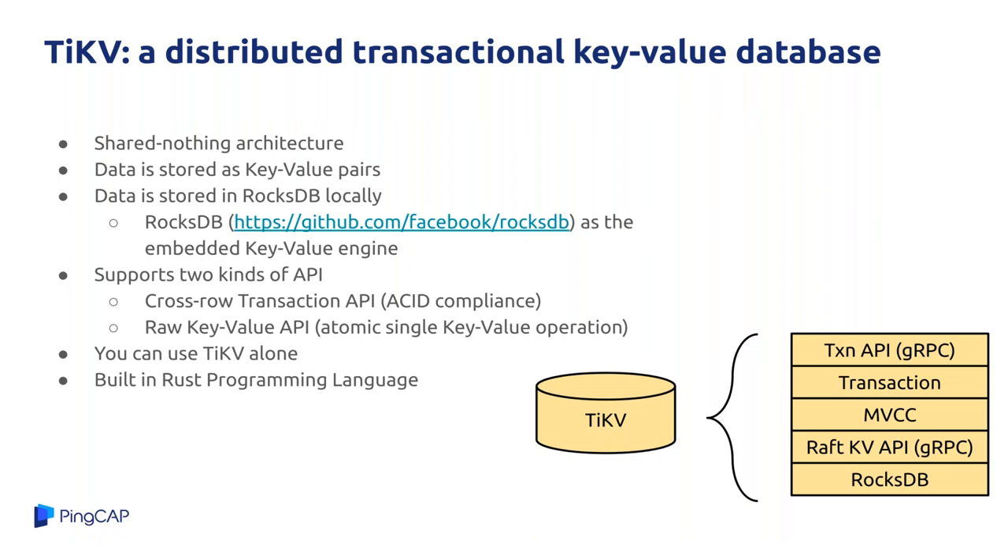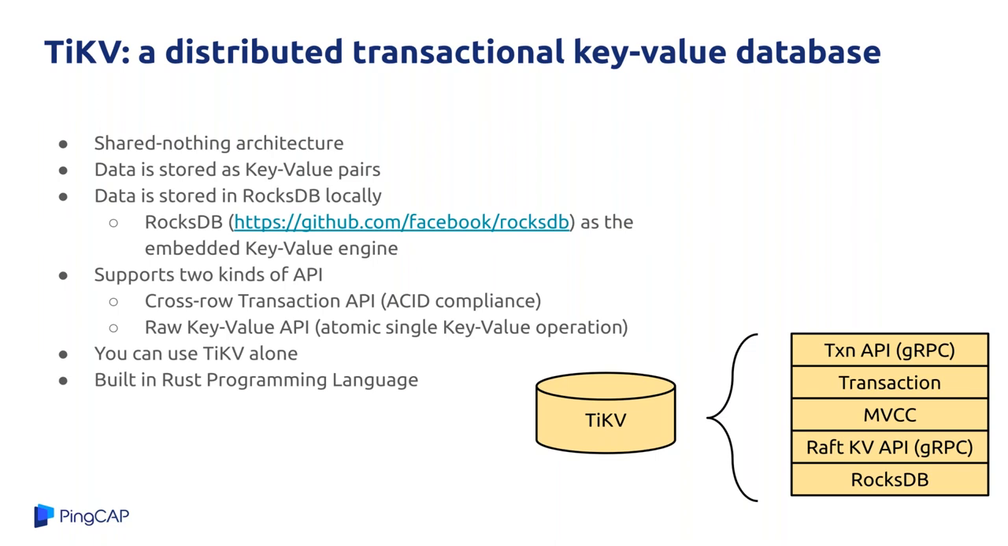Another API is the raw key value API, which only guarantees atomic operation on one key value pair, like get, put, delete. The semantic is a little bit like HBase. By the way, the raw API always has better performance than the transactional API, but sometimes the transactional API is more useful, because when you need transactions, right?